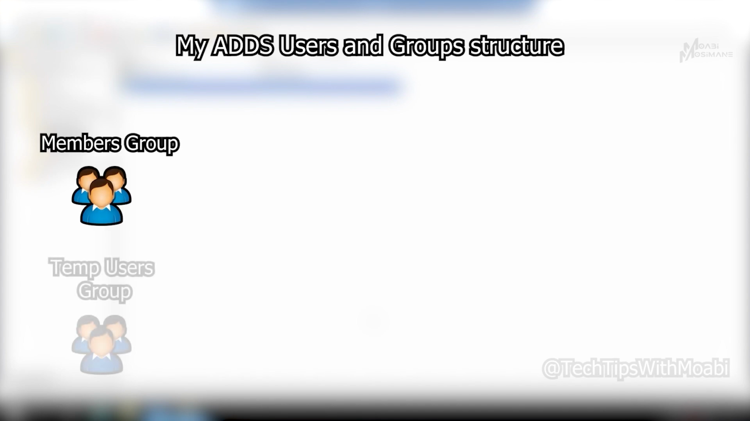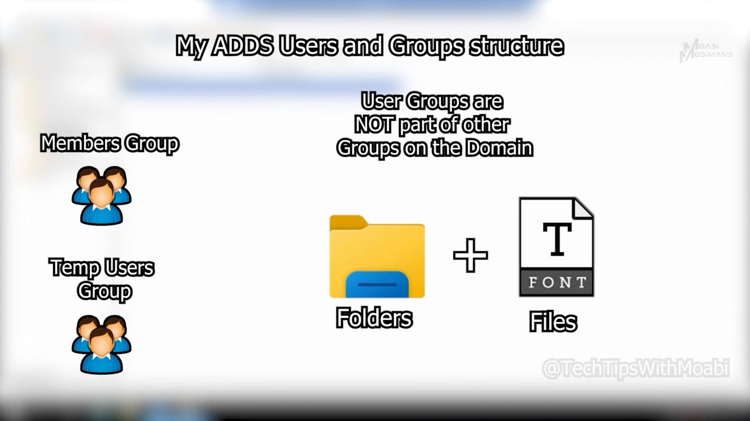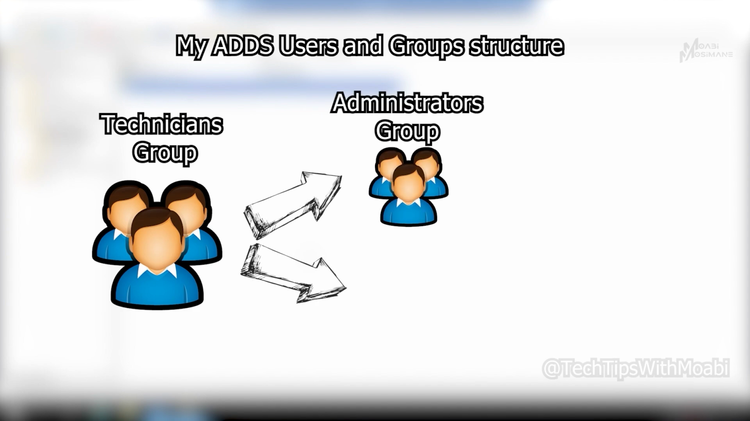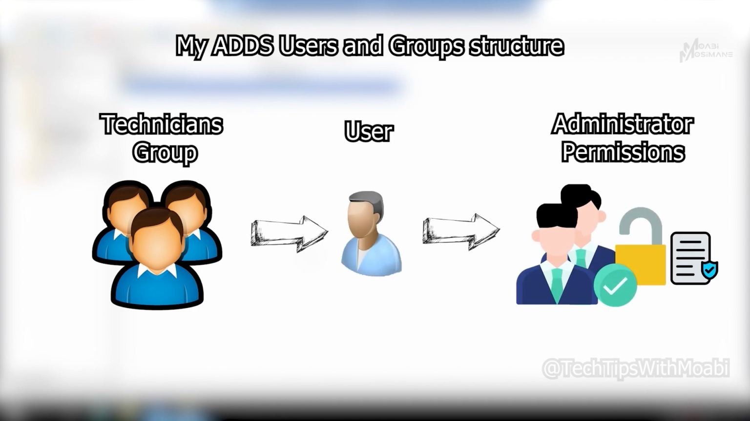And just to explain, I didn't add the Members group and the Temp Users group to any group on our domain. The reason is I want to show you how to take control of certain folders and files on your share server using these different groups. So these are the groups that I'm going to be using for this demonstration. And the Technicians group is the only group that is part of other groups such as Administrators and Domain Admins, so that any user that is part of this Technicians group can have Administrator permissions.